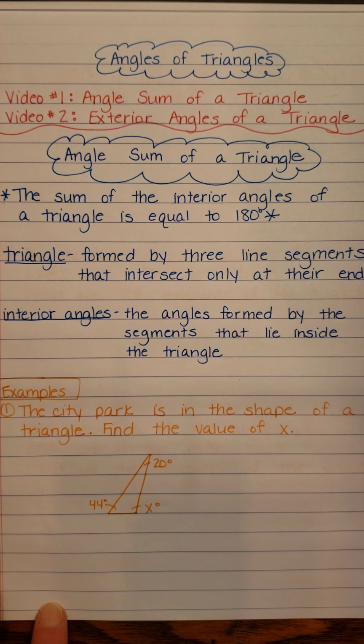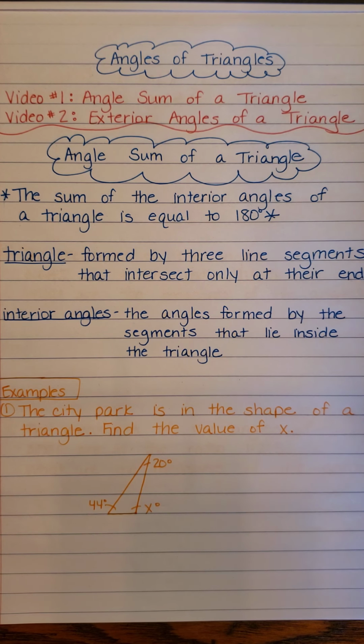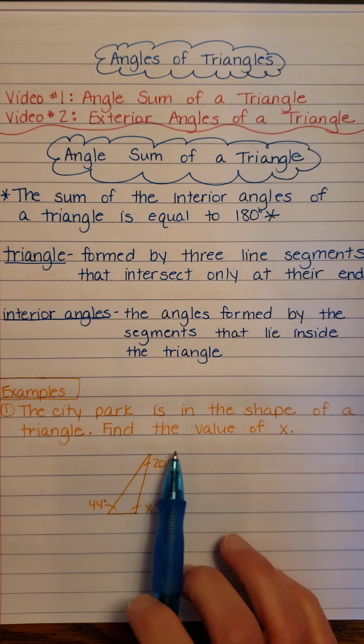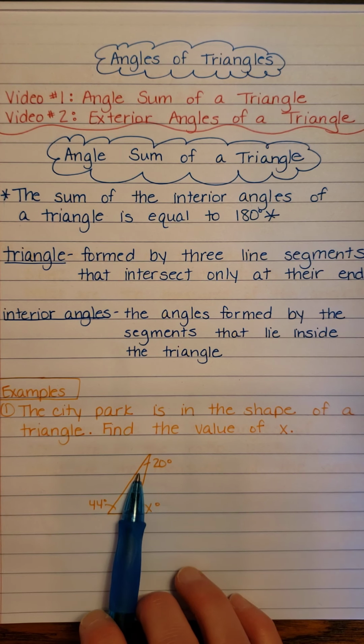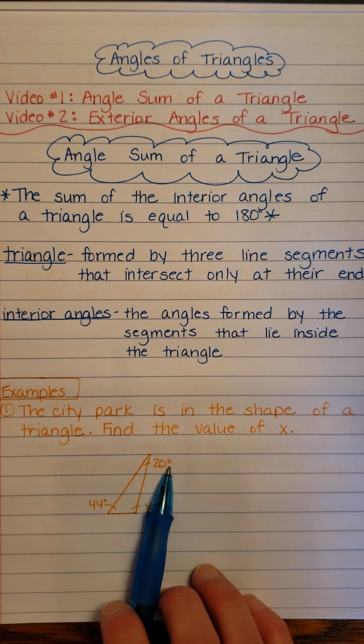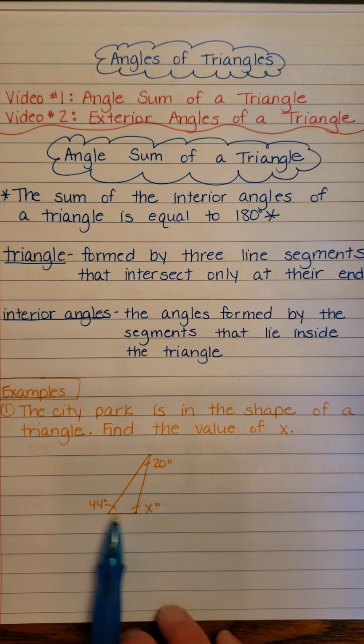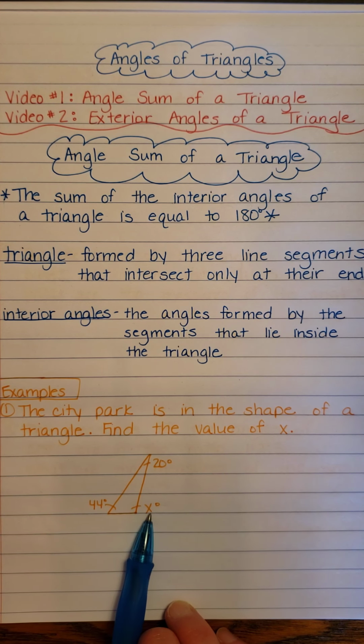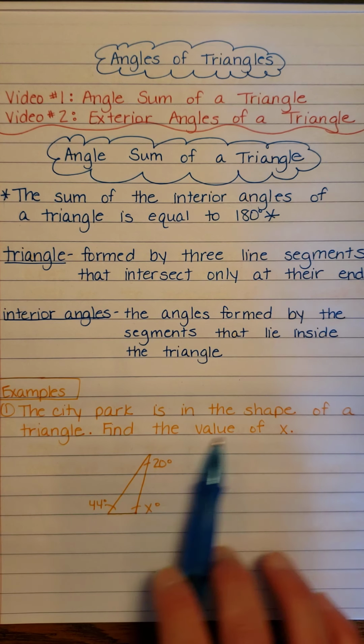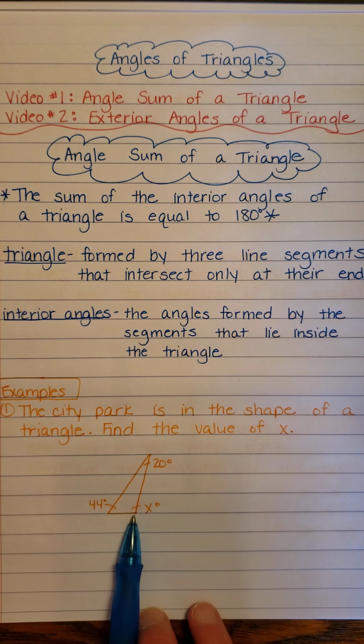Okay, so our first example, what we're looking at here. The city park is in the shape of a triangle, and we are going to find the value of x. So we are given 3 angles here. So we have our triangle. We know that this angle is 20 degrees. This angle is 44 degrees, and this angle is x degrees. Okay, so we have to find the value of x, so we're finding the missing amount.